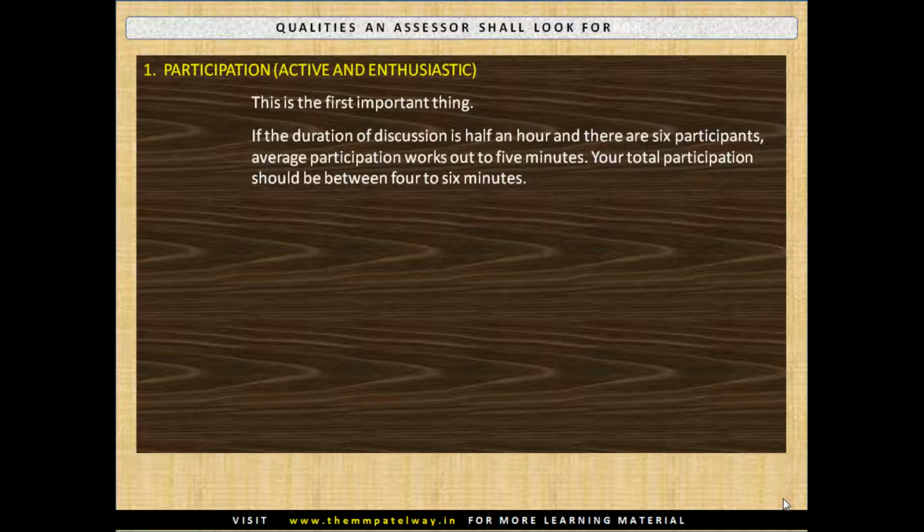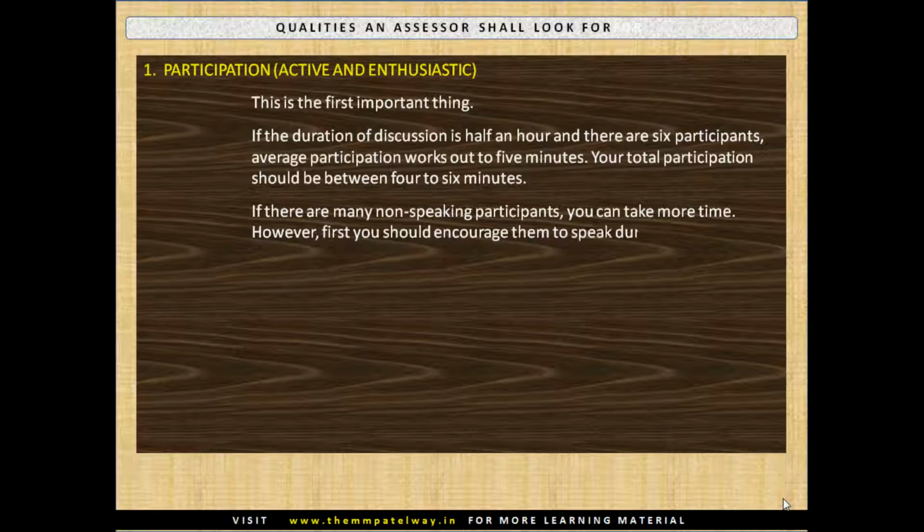If you take less than 4 minutes, it will be considered under participation. And if you take more than 6 minutes, it will be over participation. And if you are dominating the participation, you might score negative. However, if you find that there are many non-speaking participants, in that case you can take more time. However, first you should encourage them to speak during discussion. Even after your encouraging them, if they don't come out, then you can take more time.